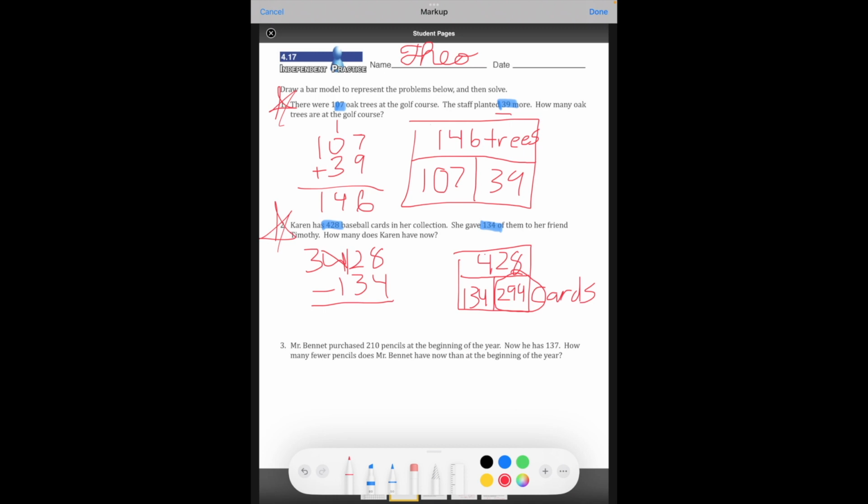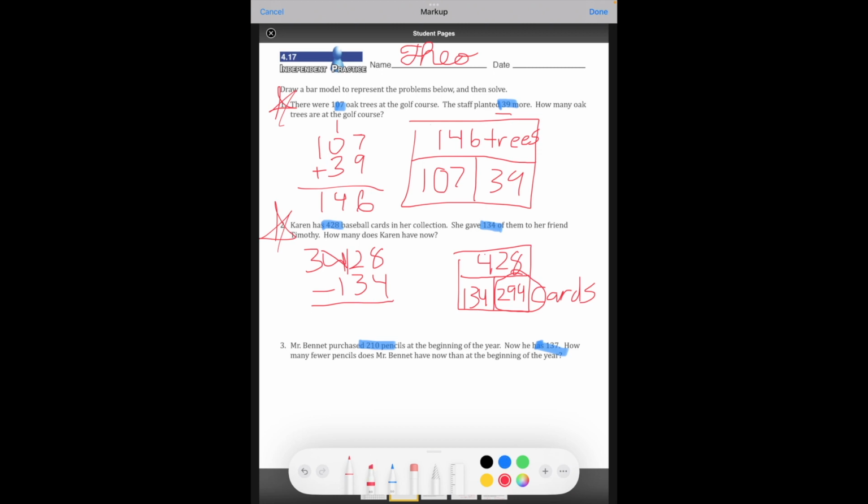Okay, last one on this page. Mr. Bennett purchased 210 pencils. I'm going to highlight that. 210 pencils at the beginning of the year. He now has 137. Oh no, somebody's used a lot of pencils. How many fewer pencils does Mr. Bennett have now than at the beginning of the year?